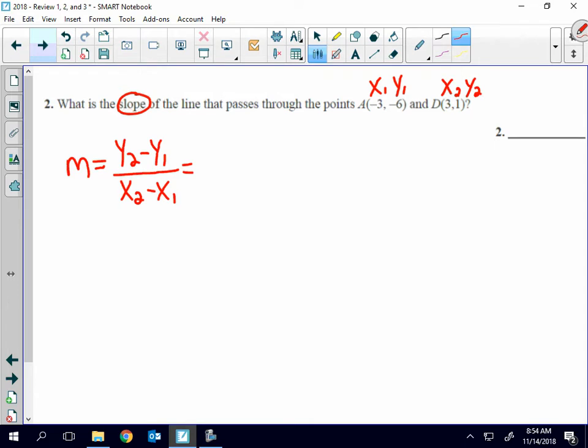Every ordered pair has to have an x and a y. The first one I labeled with 1s, the second one I labeled with 2s. All right, and then I just plug it in. y2 minus y1, which is a -6, over x2 minus x1, which is a -3. When I have minus a negative, that's the same as plus a positive. Add the opposite. So 1 plus 6 over 3 plus 3. You can also do that on your calculator. It is 7 over 6.